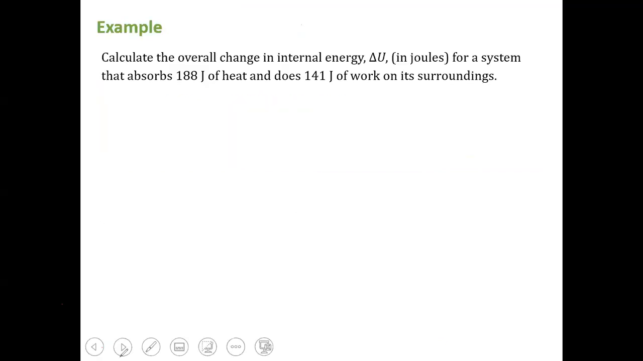Next slide. Okay, it's an example problem. It says calculate the overall change in internal energy. I got this from a different book that uses U instead of delta E, so change that to delta E, in joules for a system that absorbs 188 joules of heat and does 141 joules of work. Okay, so if it absorbs heat, that's a positive Q. If it does work, that's going to be a negative W.